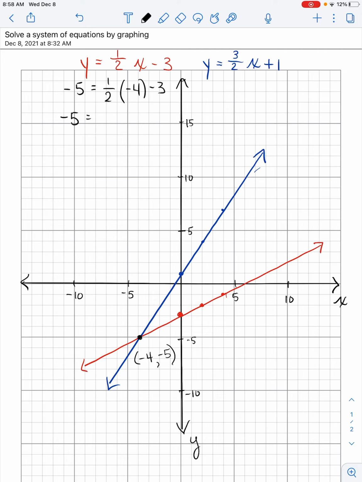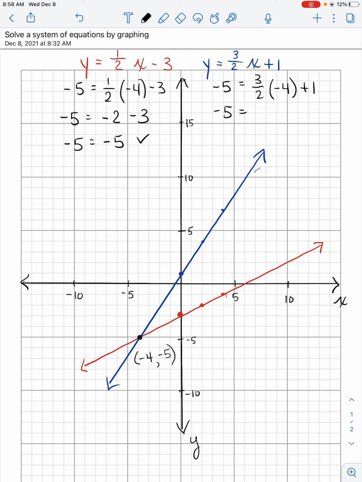Okay, well, let's see what that gives us. -5 equals 1/2 times -4 would be -2, minus 3. Well, guess what? -2 minus 3 does indeed give us -5. So I know that that's the solution to that one. Now let's take a look. We're going to plug it into this equation. So we have -5 should also equal 3/2 times -4 plus 1.